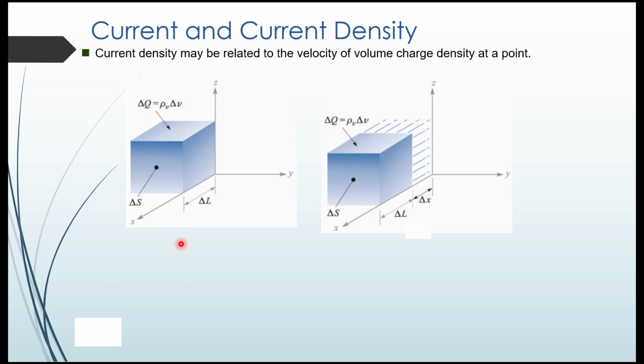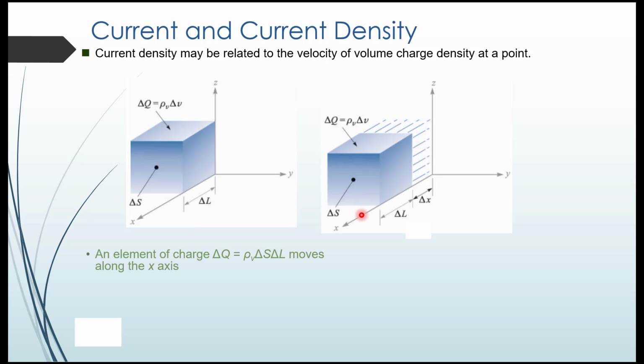The current density may be related to the velocity of the volume charge density at a point. Let rho v be the volume charge density, or the charge present inside this volume. Then we can write delta q is equal to rho v into delta v, where delta v is called the small volume. For this small volume, let delta S be the area of this front surface and let delta L be the length of the cube. So delta V is again equal to delta S multiplied by delta L.